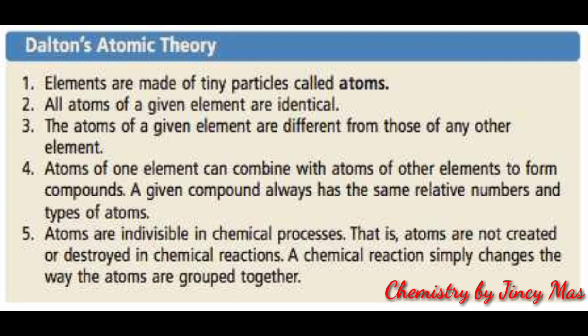Atoms of one element can combine with atoms of other elements to form compounds. A given compound always has the same relative numbers and types of atoms. Like hydrogen is one element and oxygen is another element. So the atoms of hydrogen and oxygen can combine together to form water, and it is a new compound. And this given compound, water, should always have the same relative numbers of atoms. So water should always have 2 hydrogen and 1 oxygen in it. Otherwise, it is not water.